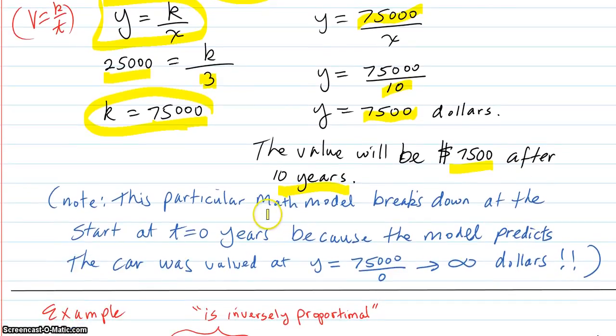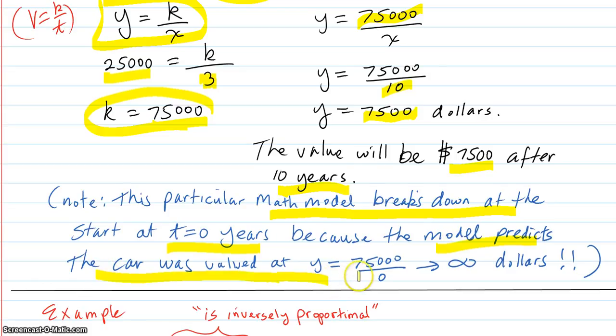Note, this particular math model breaks down at the start when t equals 0 years, because the model predicts the car was valued at y equals 75,000 over 0, which is infinity dollars. So sometimes a math model only works over a certain range of values.